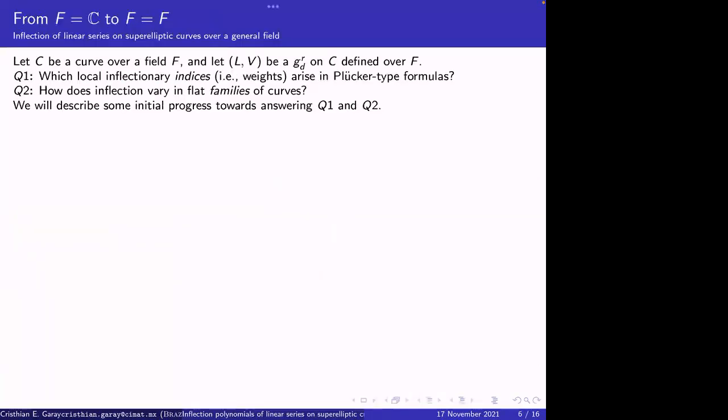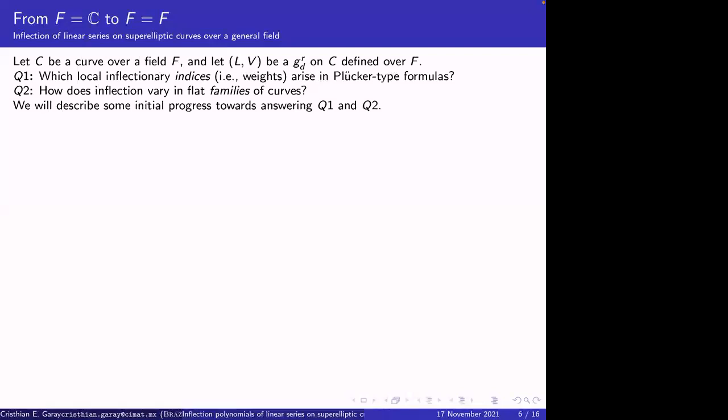Okay, so now that's the usual case of complex geometry. Now we want to change from F equals C to F equal F, that's to say to a general field. So let me take a curve over a field F, and I take a line bundle, which is defined on the curve, but over F. So there are some extra conditions that the line bundle has to satisfy in order to be considered here.